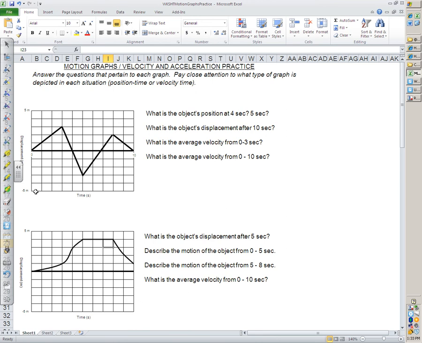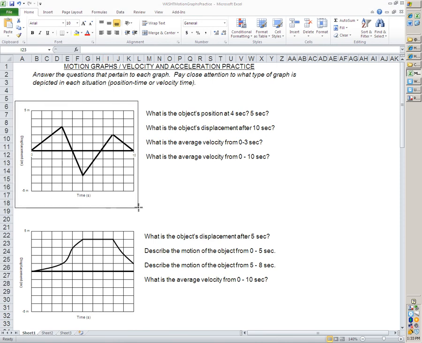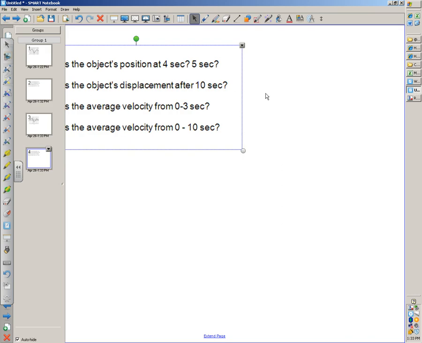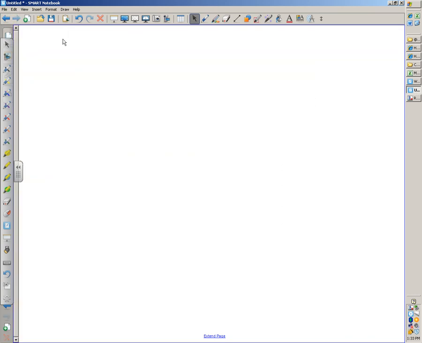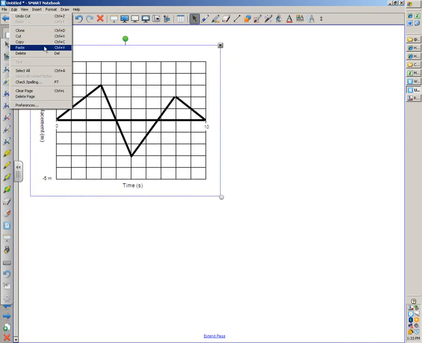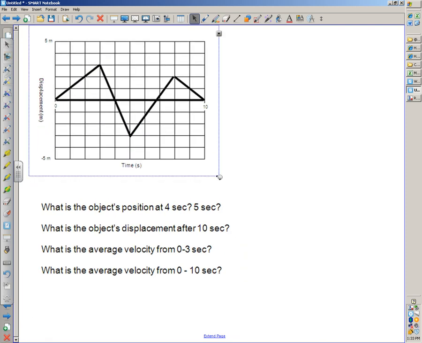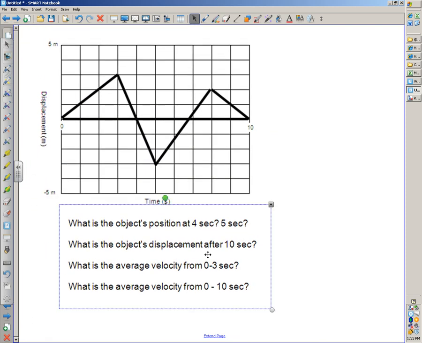Today I wanted to take some time and review some of the motion graph stuff that we talked about on Wednesday at the beginning of class. First, I'm going to grab this graph, and then I'm going to grab these questions that go along with that graph. I'm going to cut this and paste it on here, and then we're going to blow this up a little bit so it looks a little bigger.